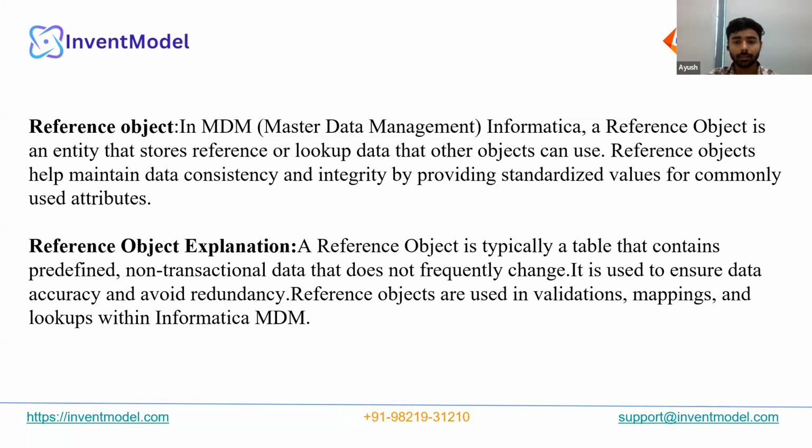Reference objects are used in validations, mappings, and lookups within Informatica MDM. So if you want to ensure that the user does not select any wrong country, in reference data we can provide country as a reference object. All the countries listed by default will come as a drop down if we select that field as a pick list. So this is the benefit of a reference object.